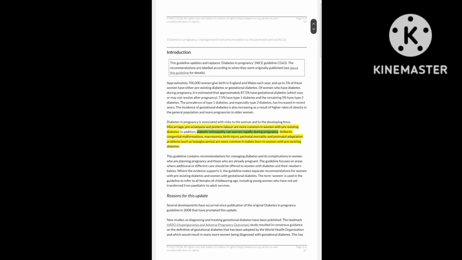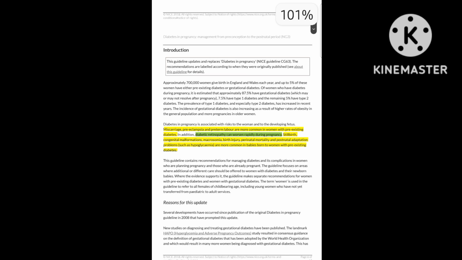Diabetes in pregnancy is associated with risk to the woman and to the developing fetus, highlighted peripartum. Miscarriage, preeclampsia, and preterm labor are more common in women with pre-existing diabetes. In addition, diabetic retinopathy can worsen rapidly during pregnancy. Stillbirth, congenital malformations, macrosomia, birth injury, perinatal mortality, and postnatal adaptation problems such as hypoglycemia are common in babies born to women with pre-existing diabetes.